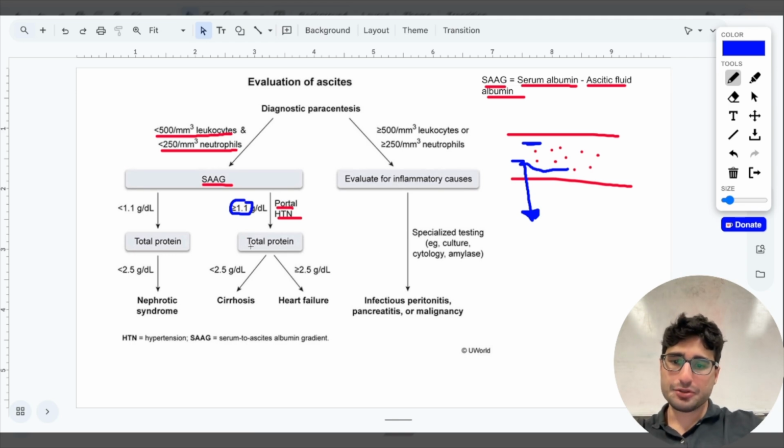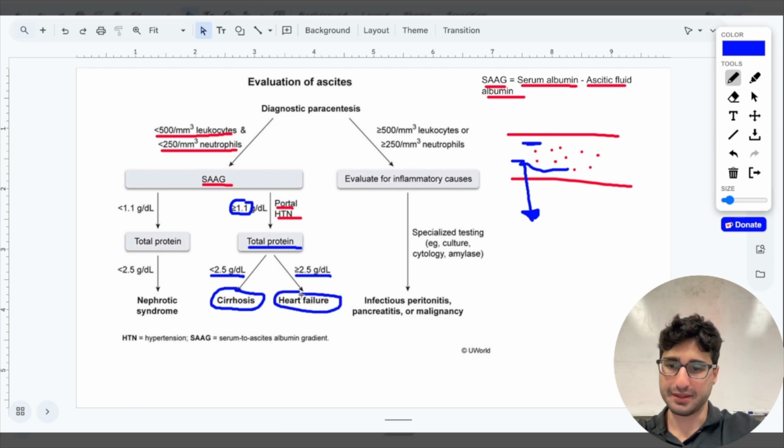Now, the next thing that we're going to do in order to further narrow down our differentials is to look at the total protein. If the total protein is less than 2.5, then the most likely cause is going to be cirrhosis. The way you can think about this is the liver is responsible for producing albumin, which is the major protein found within the serum. And so, if the liver is cirrhotic, then it is not going to be functioning appropriately to produce albumin, and so the total protein is going to be lower than 2.5. If the total protein is 2.5 or greater, then that is going to be indicative of heart failure instead.